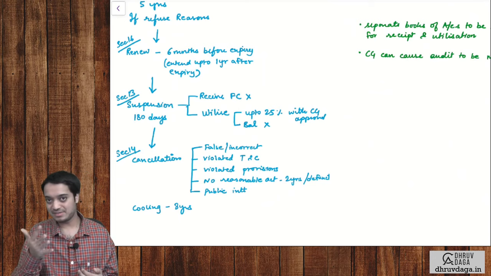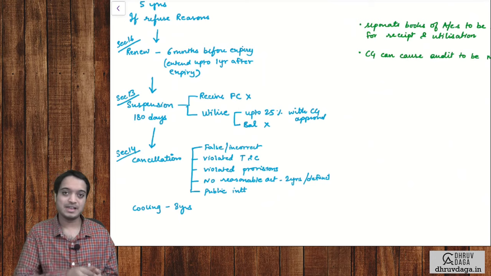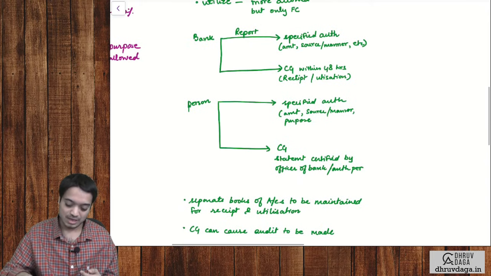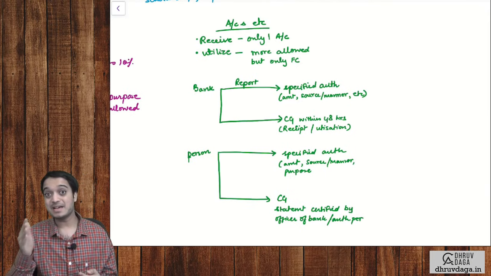And number 5 is, if the government believes in public interest that such registration should be cancelled, it can be cancelled. Once the registration is cancelled, a cooling period of 3 years shall become applicable.